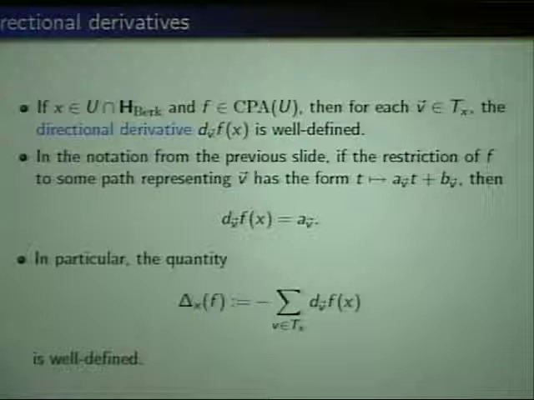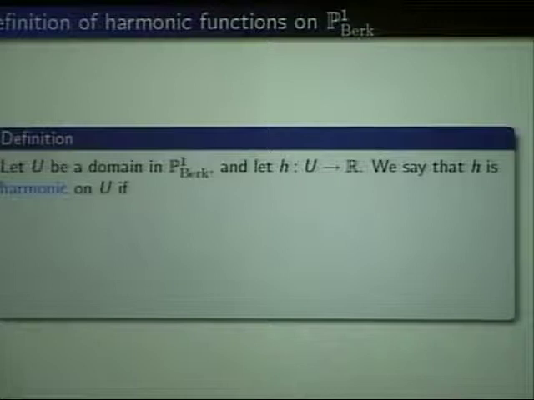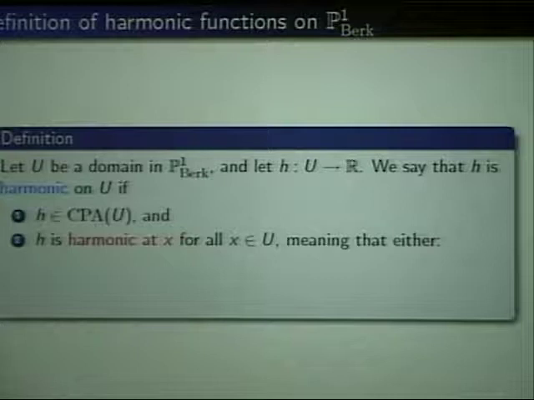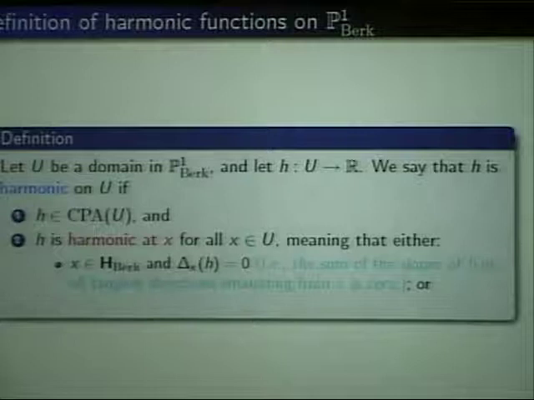And so now if I have a real-valued function on a domain, I'll say that it's harmonic if it's continuous piecewise affine, and at every point of the domain it's harmonic, meaning either that the sum of the slopes is zero, or that it's constant on an open neighborhood of x.